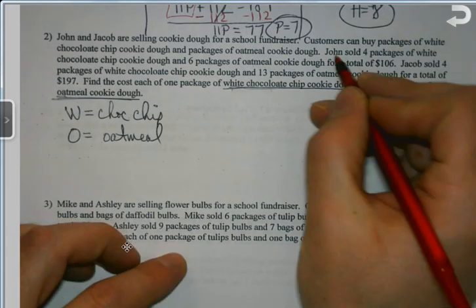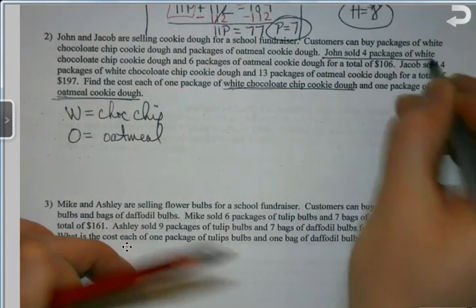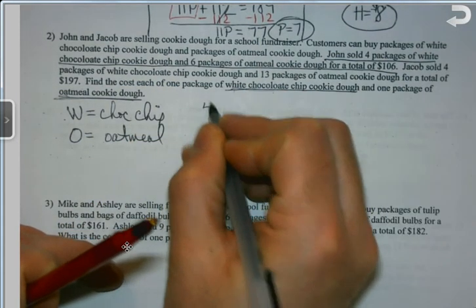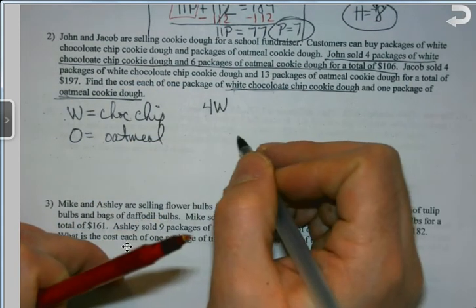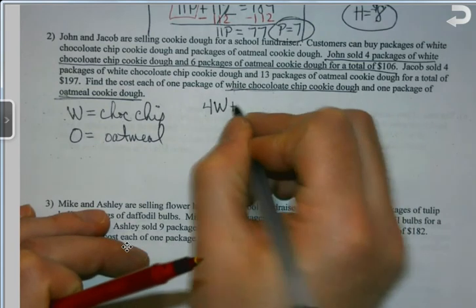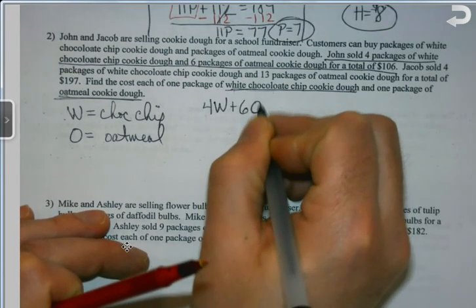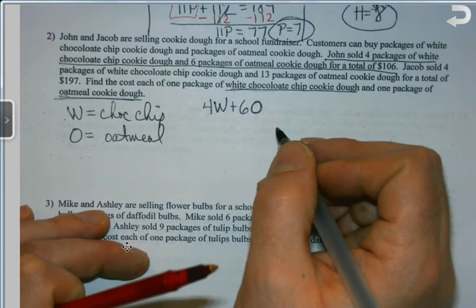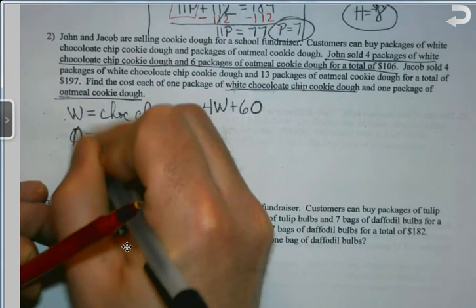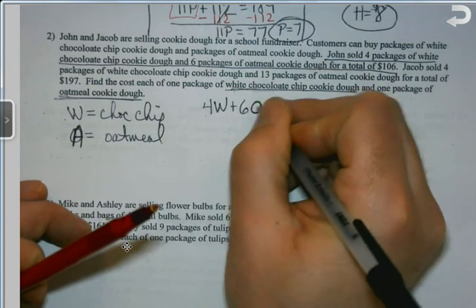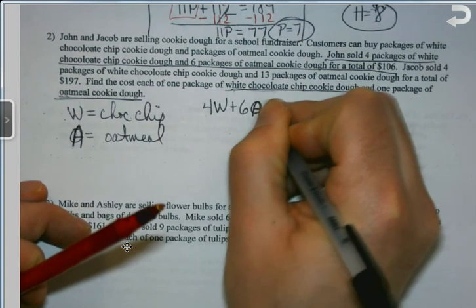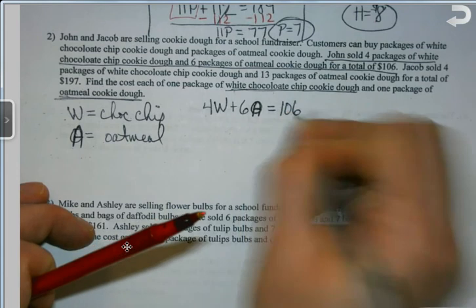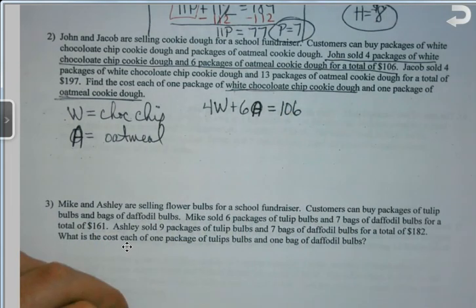So let's go back in and try this out. John did 4 packages of the white chocolate chip cookie dough and 6 of the oatmeal. This is going to be interesting since the O is going to look like 60. Maybe we better change this. Let's make that A instead, because O, I think, is going to cause us problems.